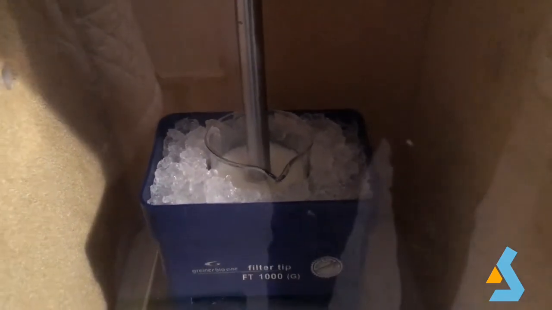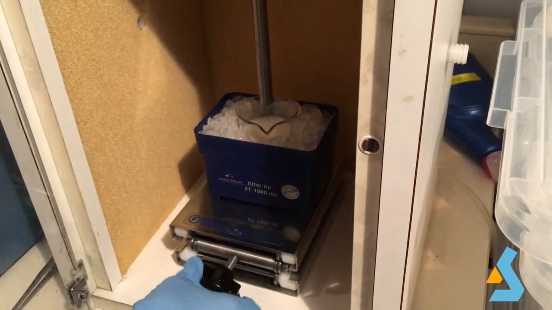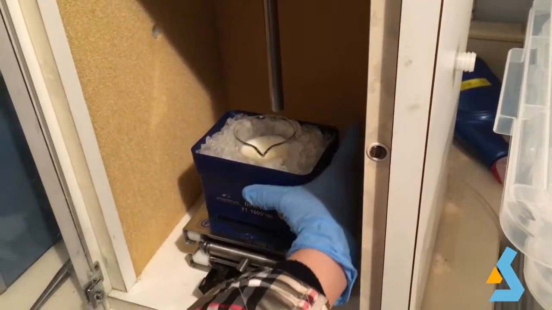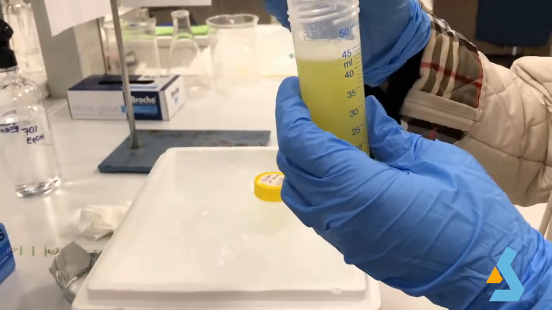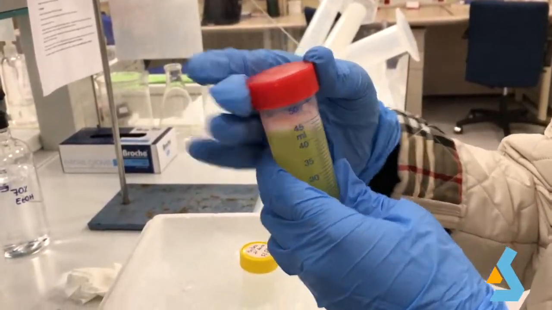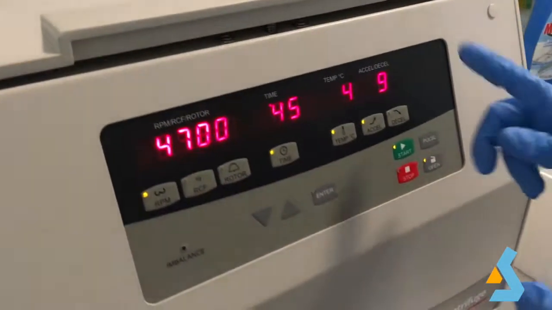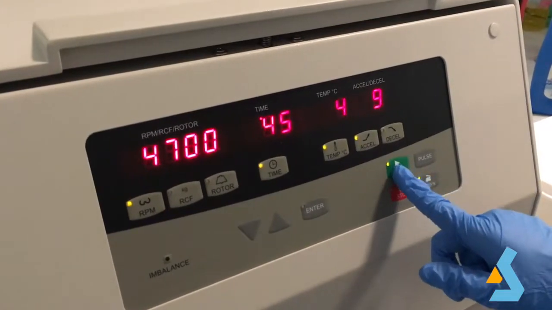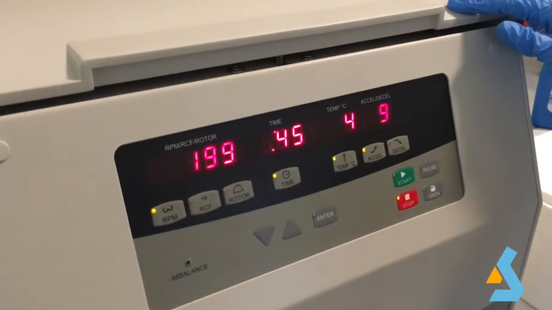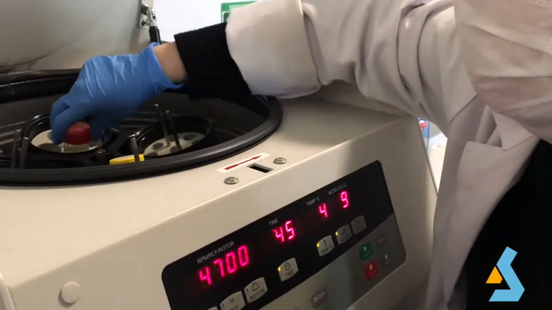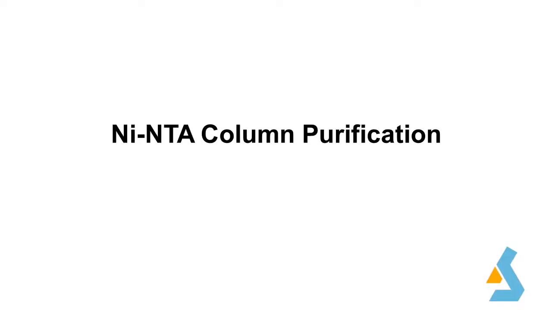After the sonication, we observe bubbles in the sample, then remove the sonication probe from the sample. Transfer the sample to a 50 ml Falcon tube and centrifuge for 45 minutes at 4700 RPM at 4 degrees Celsius. Here, our proteins are soluble in the liquid phase. After the centrifuge, we obtain the protein in the supernatant and the cell debris in the pellet.